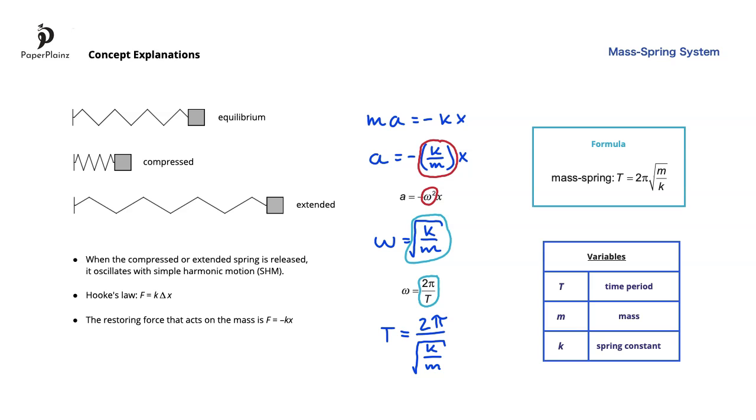And here are the variables that are present in this formula. Even though we have derived this formula here to help you understand the concepts behind it better, you don't need to know this derivation for your IB Physics exams. You just have to be able to apply this formula on problems.